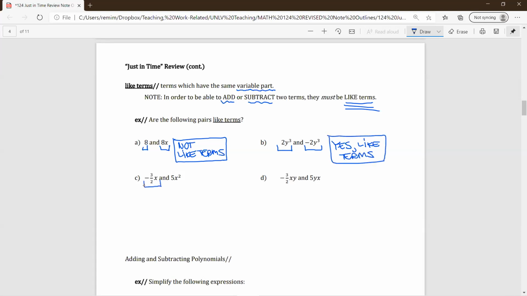Part C, negative 3 halves x and 5x squared. So they both have the variable x in them, but the variable part has to be exactly the same. So in the first term, the variable part is just x. And then over here, the variable part is x squared. So they're different. So these are not like terms.